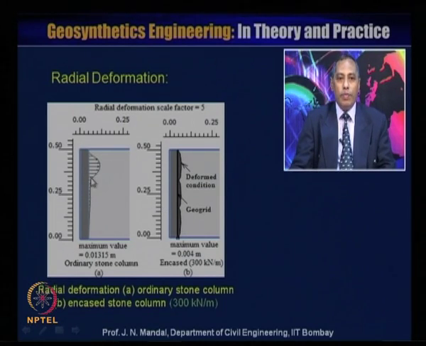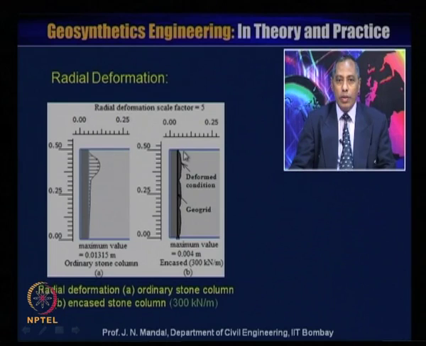So here the radial deformation scale factor is 5. And the maximum value is 0.01315 meter for the ordinary stone column, keeping the radial deformation scale factor equal to 5. Now you can see how the stone column deforms radially when there is no geogrid reinforcement, and this maximum value is 0.01315 meter.